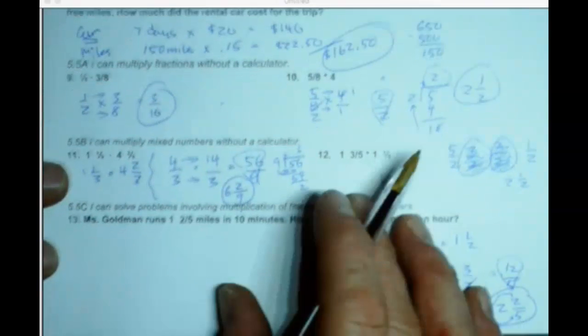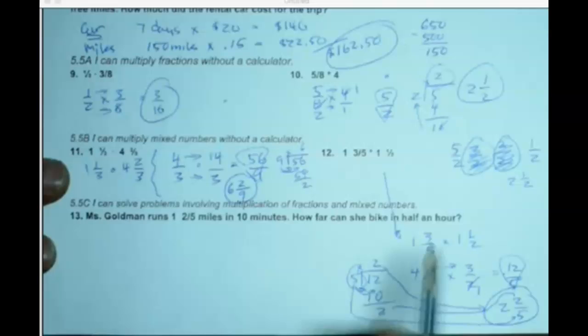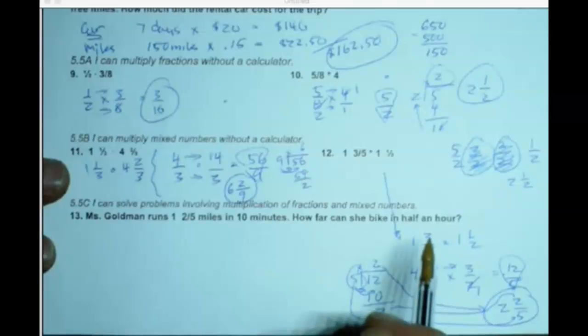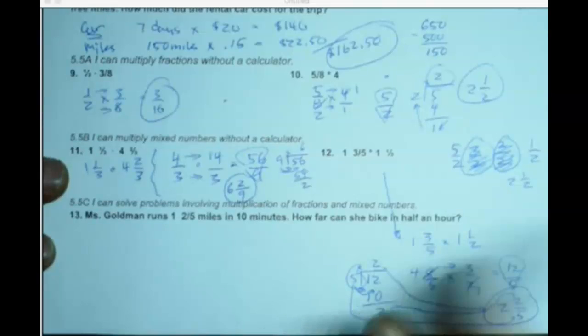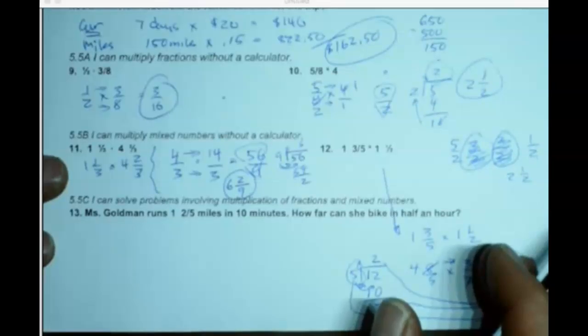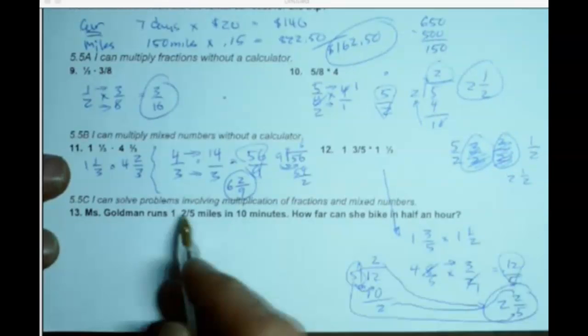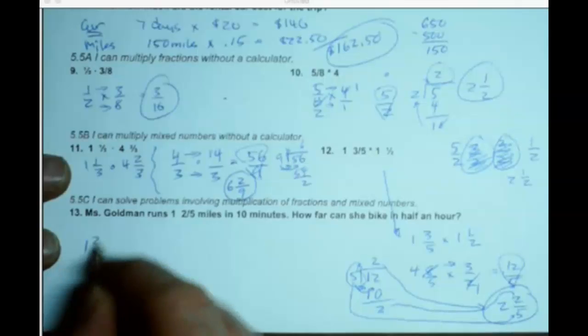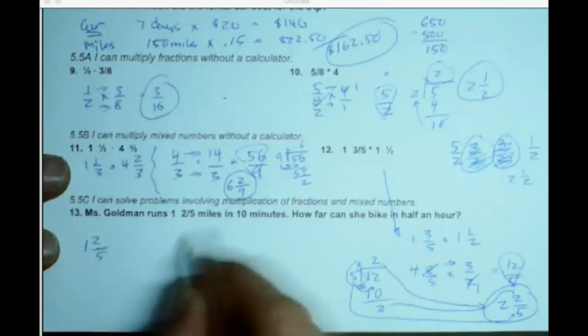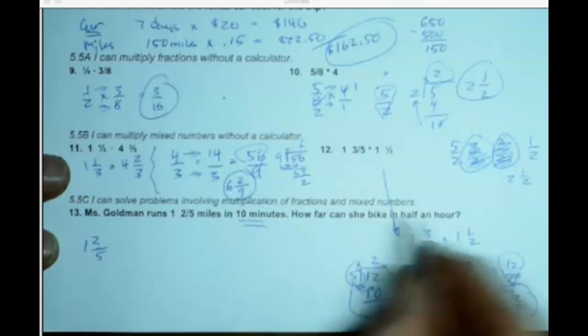All right, 5.5c, you're going to have some problems where you have to solve some mixed number problems. These will probably be multiplication, maybe some division, more than likely multiplication. So Miss Goldman runs 1 2/5 miles in 10 minutes. How far can she go in a half an hour?